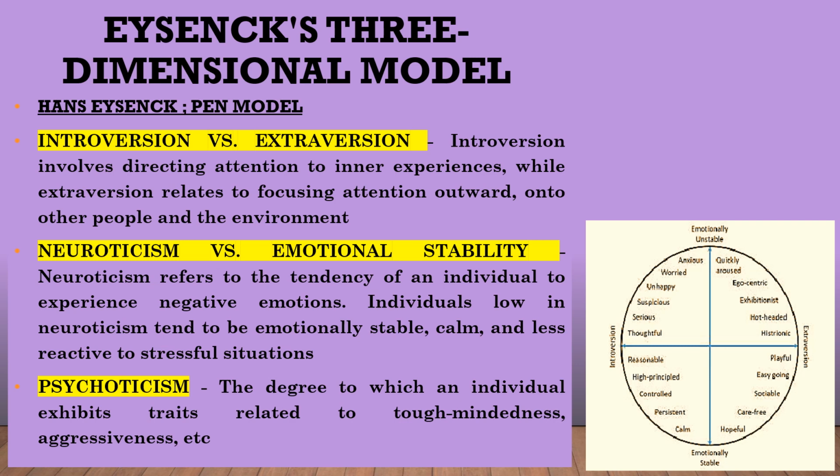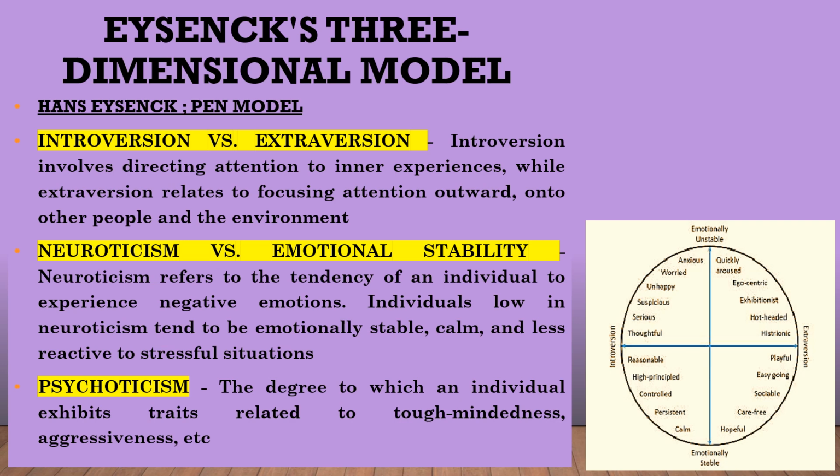On the other hand, individuals low in neuroticism tend to be emotionally stable, calm, and less reactive to stressful situations. Next is psychoticism. After studying individuals suffering from mental illness, Eysenck added a personality dimension he called psychoticism to his trait theory. Individuals who are high on this trait tend to have difficulty dealing with reality and may be antisocial, hostile, non-empathetic, and manipulative.